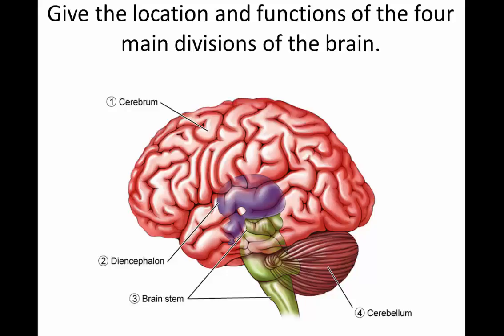Finally, we have the cerebellum. And this is a structure that is sort of at the back of the brain that's under the posterior most portion of the cerebrum. It plays a role in coordination of movements.